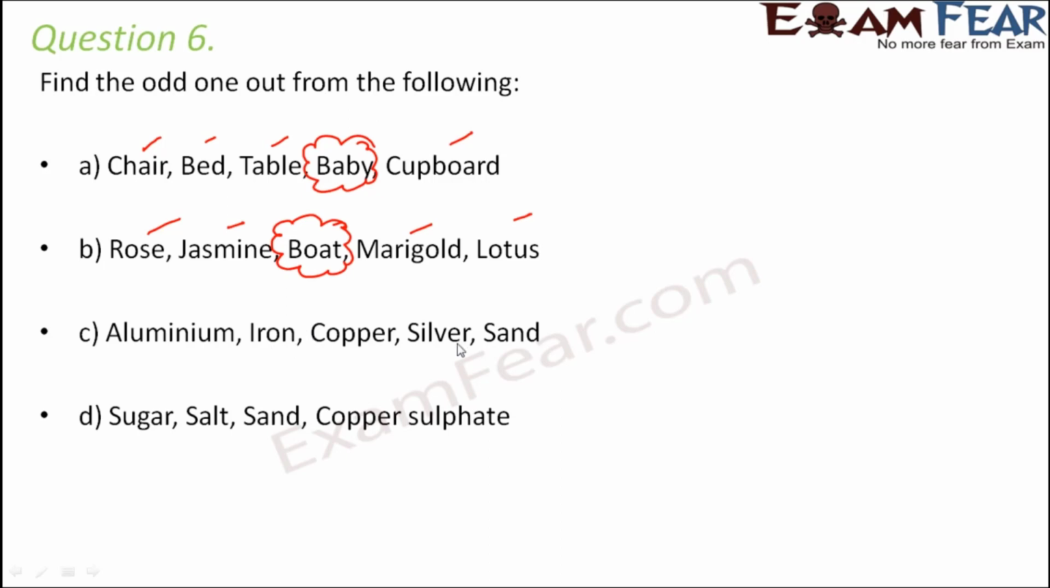Aluminium, iron, copper, silver, sand. Here aluminium, iron, copper, silver, these are all metals. So sand is the odd one out. Sugar, salt, sand, copper sulfate. Sugar is soluble in water, salt is again soluble in water, copper sulfate is also soluble in water, but sand is insoluble. So sand is the odd one out.